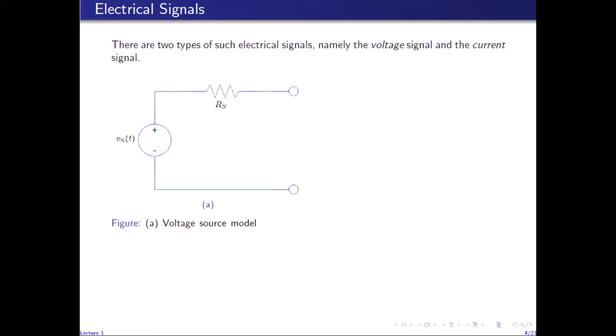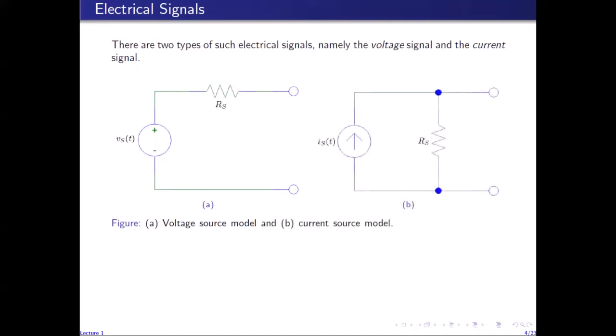This figure on the left here shows a voltage source model. This is the model for a source of voltage signal. And this on the right here shows a model for the source of the current signal. The resistor Rs on the left models the dependence of the voltage source Vs on the current drawn through it by the load, which would be connected in between these two terminals. Whereas this shunt resistor Rs models the dependence of the current source Is on the terminal voltage, which is again defined by the load, which will be connected between these two terminals.